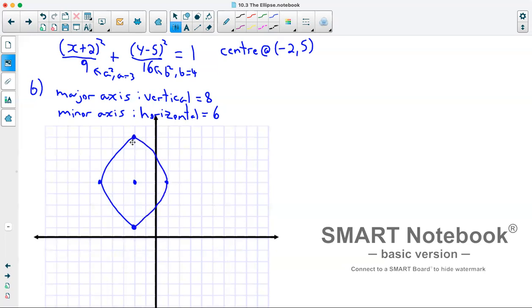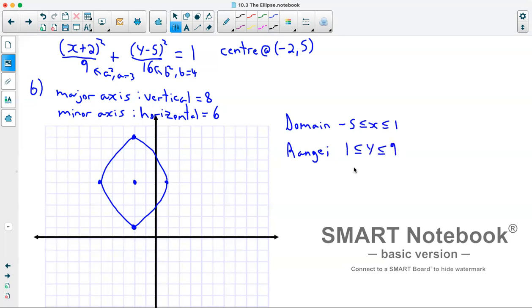So our ellipse looks something like this. Now our domain, we can see that we're going from -5 to +1. While our range goes from 1 to 9.